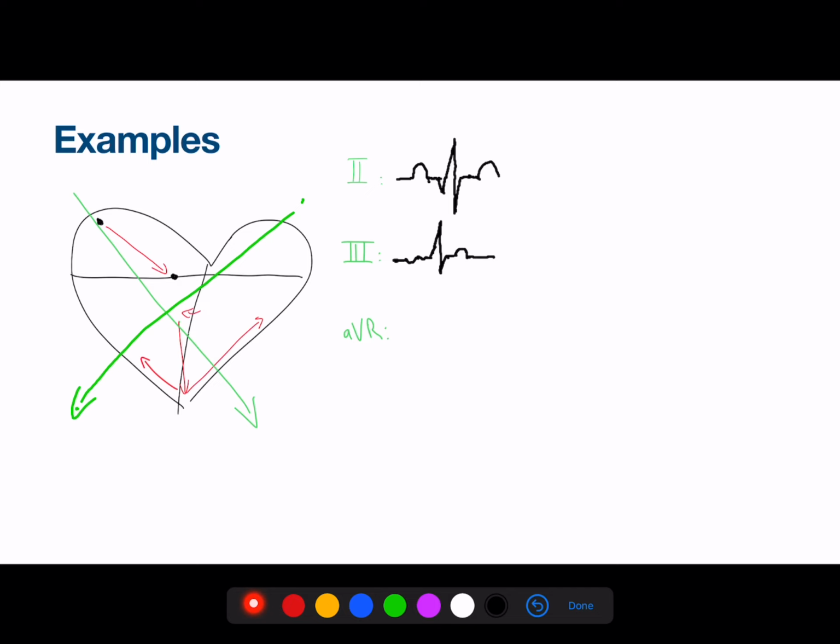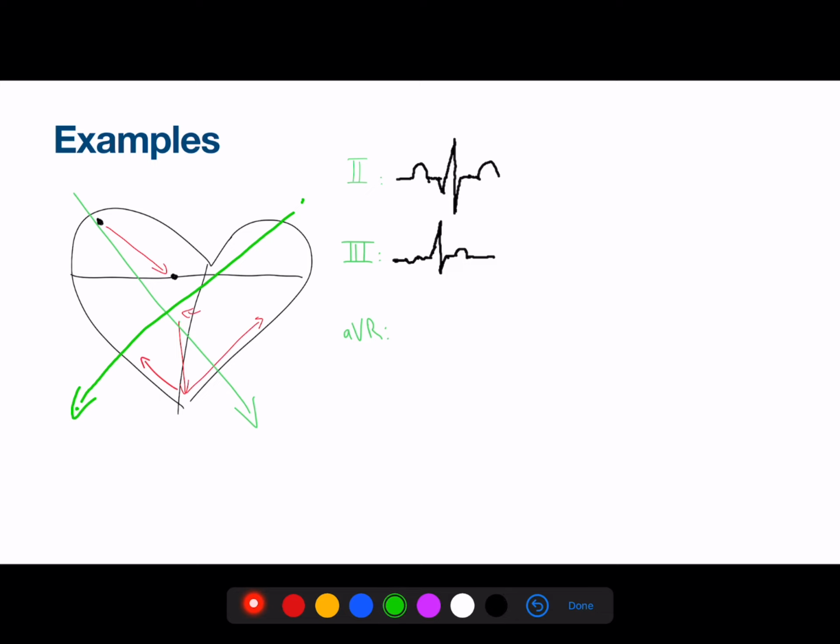This is how it looks for lead 3. But for this, it's just important that you understand how I write this. Of course, in real life, it's very different. But if you understand this, then you will understand why the leads look like this on the ECG paper.